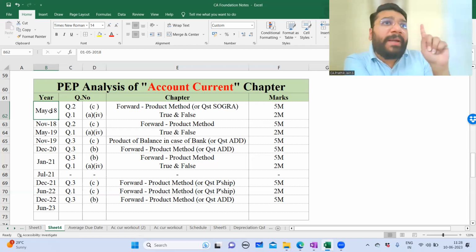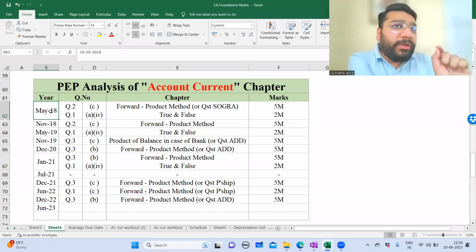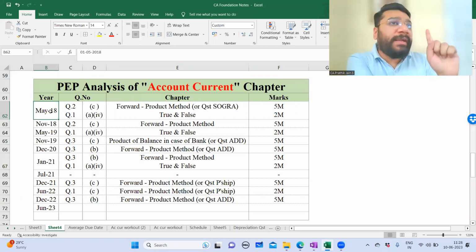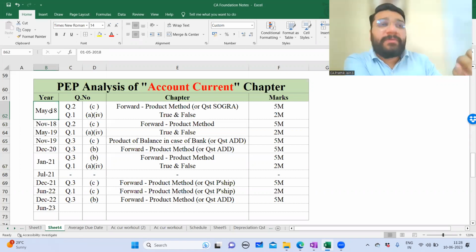So there'll be one particular 5-mark question where you'll have an OR choice. The question asked in May 2018, question 2C, was an OR question between the account current topic and the SOGRA topic. Out of these two, you have to write any one question. So that was for 5 marks. And in the very same examination, they asked one true or false question for 2 marks from this chapter.